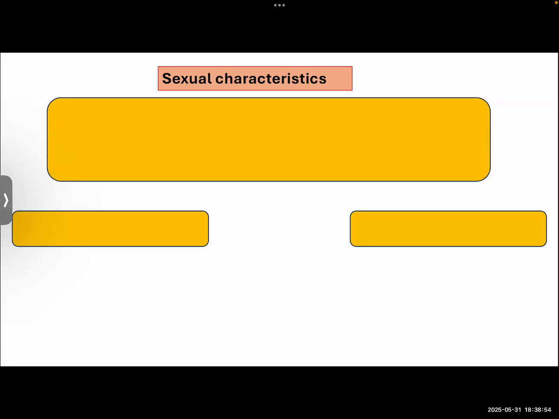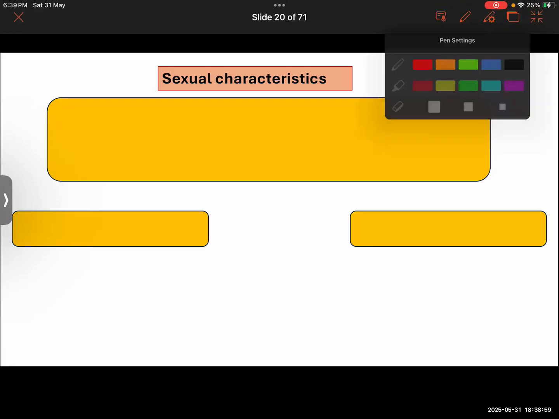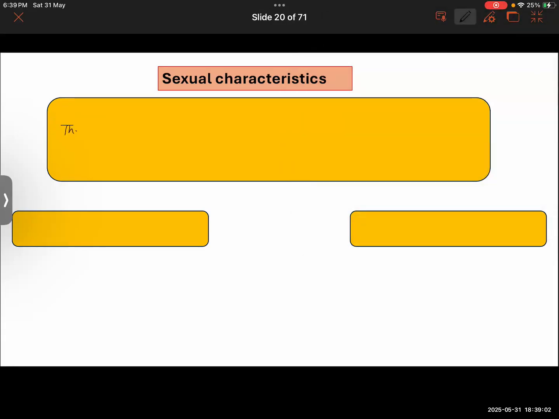So there are some characteristics that help us to distinguish the male from the female. So they are called the sexual characteristics. Sexual characteristics, we can define them as the characteristics that help us to distinguish between males and females. Now further, these characteristics can be categorized into two types.